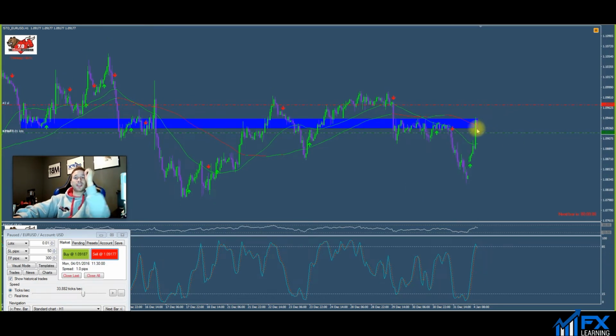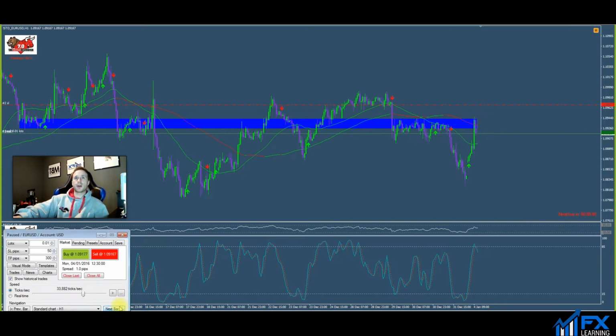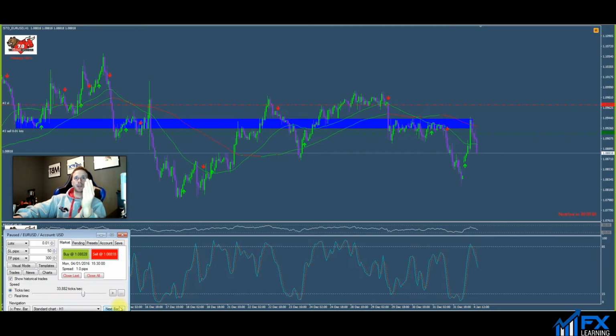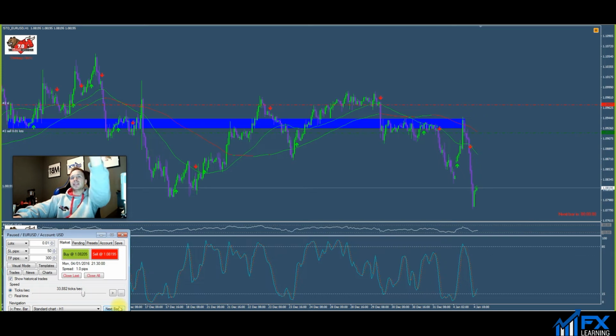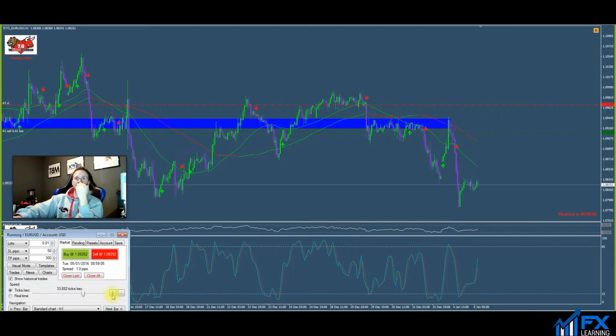Look, this could literally be the start of a nice downtrend because of this break and retest. So let's do it bar by bar. We come down. Now, what I would normally do in a situation like this is move my stop loss to break even. So, fingers crossed, it comes down to 300 pips.